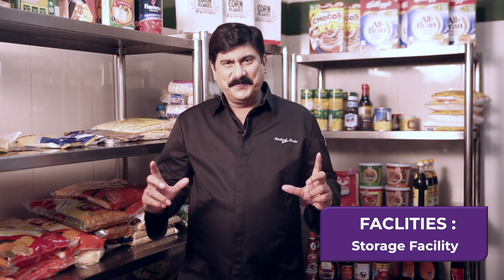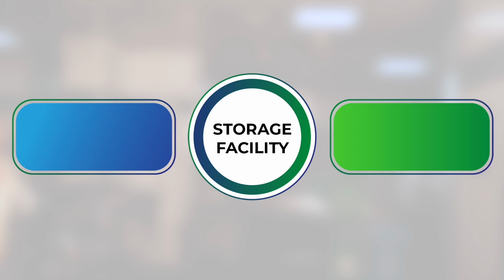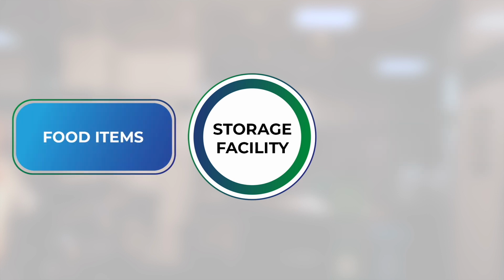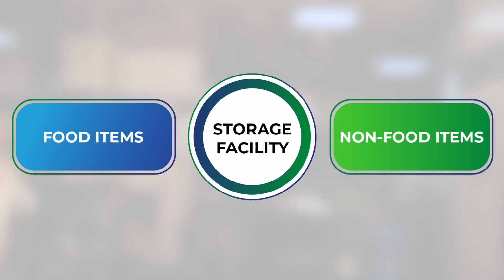To understand these facilities better, let's discuss them one by one, starting with storage facility. There are 2 types of storage facilities. One is for food items and the other one is for non-food items. Storage of food items should comply with these requirements.